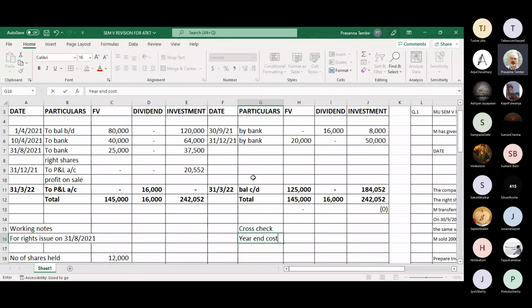Year-end cost. Year-end cost per share will be 1,84,052 divided by 12,500. That is the number of shares which we have. Year-end total cost 1,84,052 divided by 12,500 will give you the year-end cost per share, which comes to 14.724.